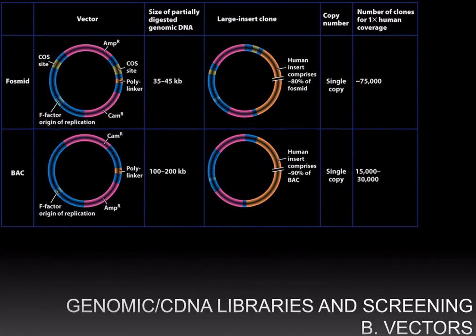let's discuss the different vectors that one can have. And we've already discussed one type of vector, which are bacterial plasmids. And bacterial plasmids are episomal DNA that contain an origin of replication that allows them to be copied independent of the bacterial chromosome.